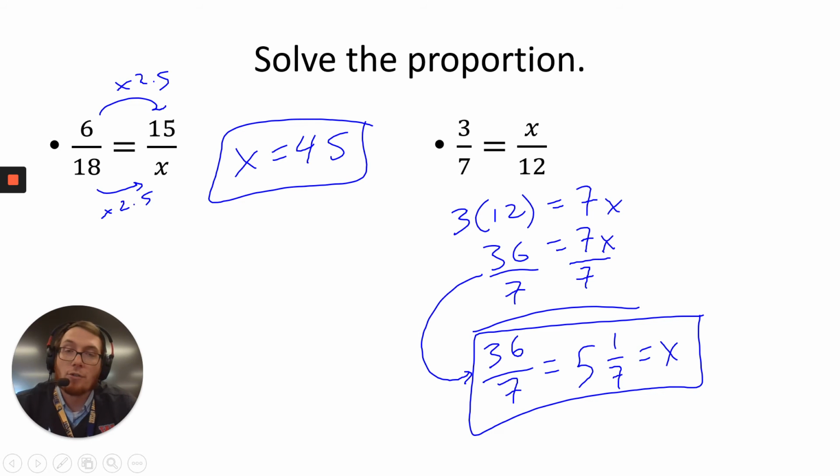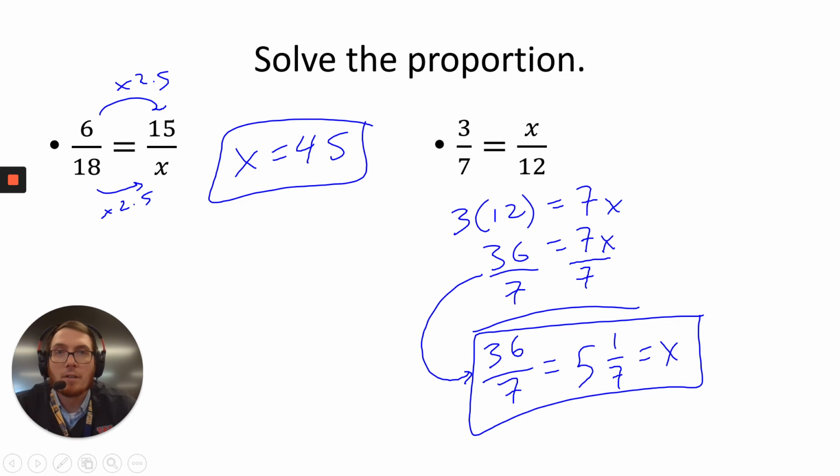In the next one, I'm going to choose to cross multiply here. 3 times 12 is 36, equals 7 times x. I divide by 7 to get x by itself. Now this is where the cross multiplying idea may become more helpful. The answer is 36 divided by 7.